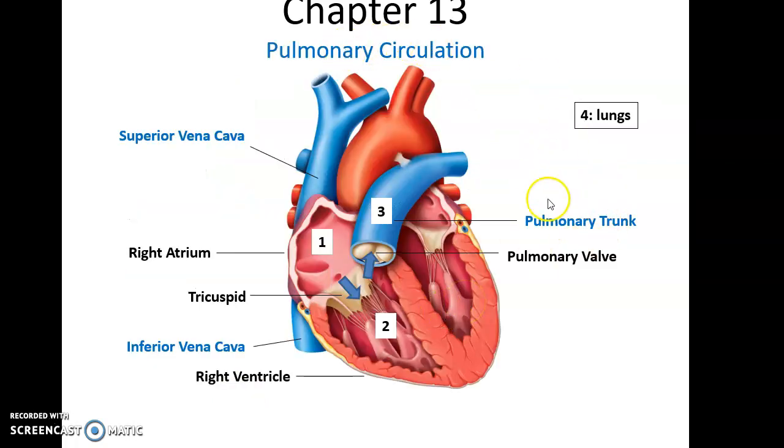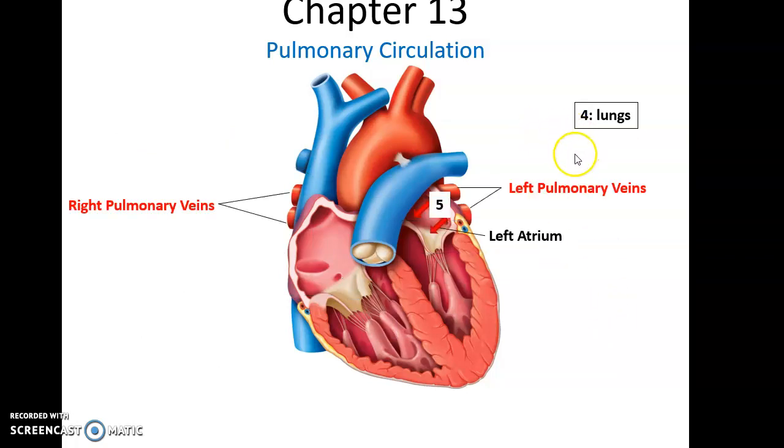All right, pulmonary circuit. Again, right atrium through the tricuspid valve into the right ventricle, then through the pulmonary valve into the pulmonary trunk, then splitting to the right and left pulmonary arteries to go to the lungs. And then blood returns via the pulmonary veins, right and left pulmonary veins, and into the left atrium. Pulmonary circuit.